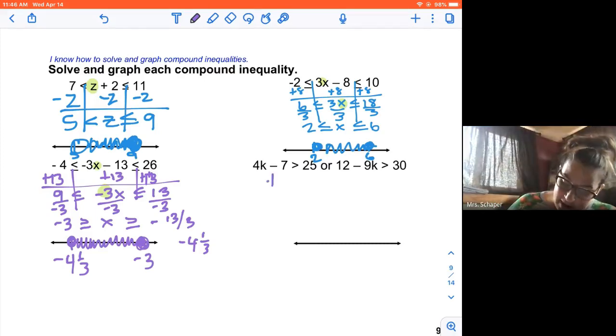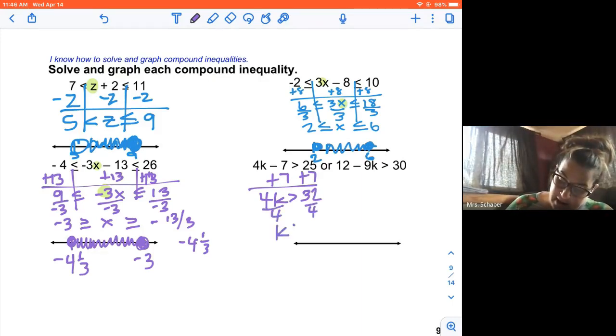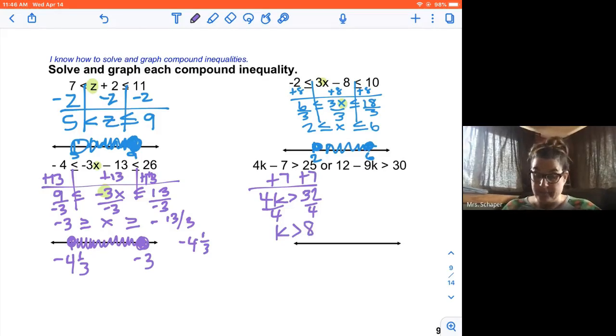So I'm going to add 7 to both sides. I'm just going to solve this first one. Okay, it's greater than 32. I'm going to divide by 4. K is more than 8. Or, now I need to solve my other one.